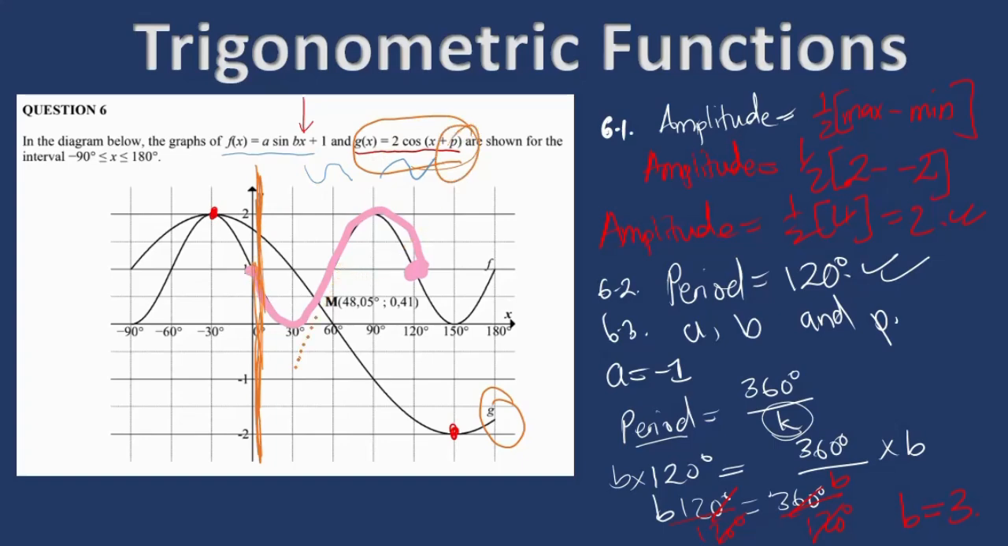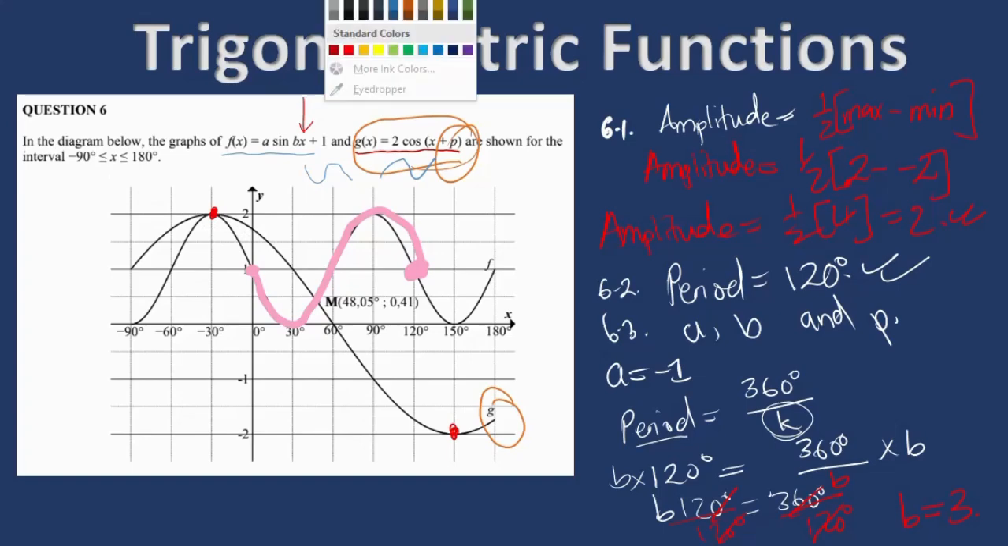So now let's start with the cosine graph. The cosine graph is supposed to have its highest point here on the y-axis, but now it no longer has its highest point here. Let me remove this. It no longer has its highest point here. It now has its highest point here.